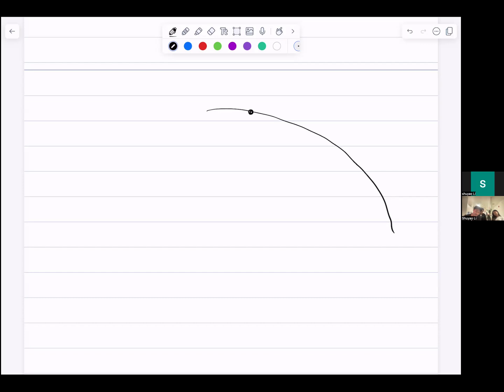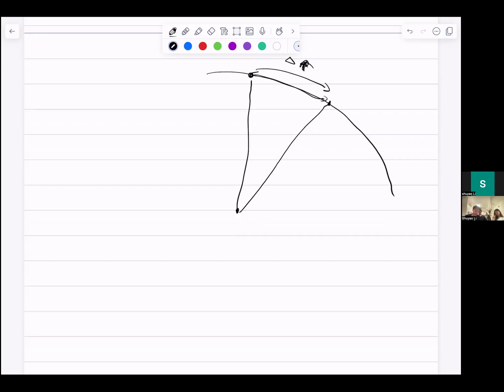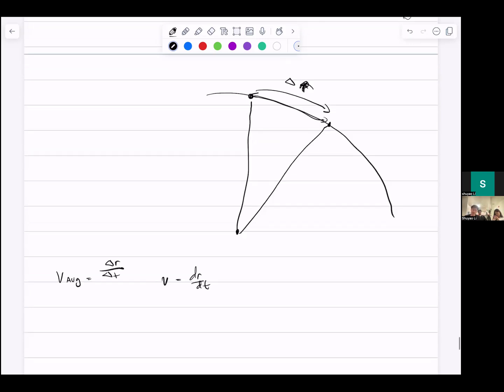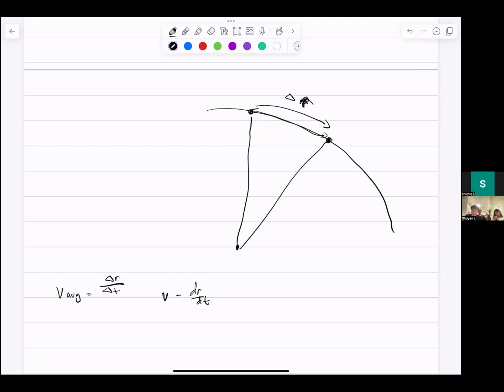First we have position. Let's say the center is here, so we're going to have r. The displacement is the change in r here. Then we have velocity: average velocity is change in r over change in t, and instantaneous velocity is dr/dt. Velocity is always tangent to the path of motion. So if the particle is here, the velocity is tangent to it, over there.